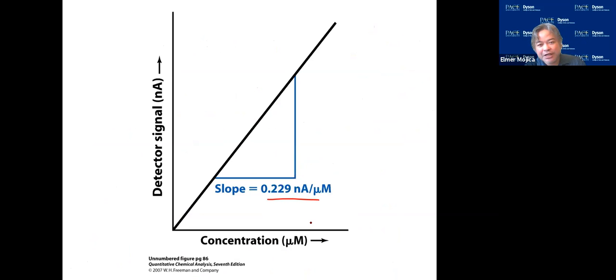Now you may ask, why 3 times? Remember, the s is the standard deviation, right? You want to make sure that the signal that you have is really the signal from the sample. You use 3 times because you want to make sure that it is about 3 times above the noise.